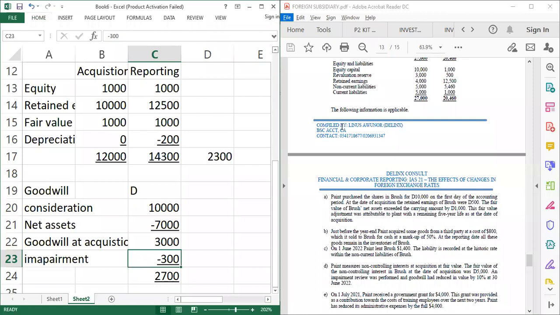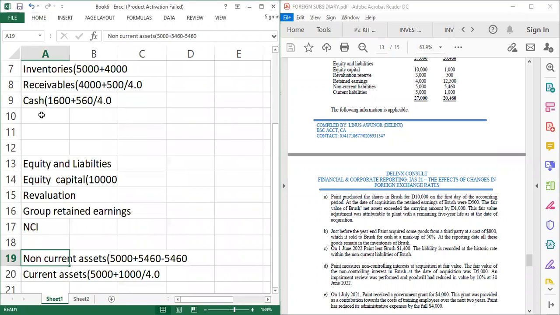So what you do is that you go to your statement of financial position, then you bring the goodwill. It will be 2,700 translated at the closing rate. Am I correct? Divided by 4.0. Okay, let's move on. I hope you are done with the first part, isn't it? Let's come to the B part.